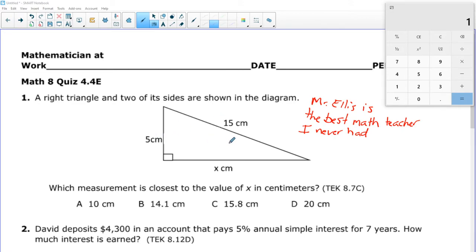Number 1, a right triangle with two sides shown in the diagram, which measures closest to the value of x. Anytime you see a right triangle and you want to find the missing side, let's erase and try that again. So the formula, one more time: a squared plus b squared equals c squared. And the key here is that the side opposite the right angle always has to be c.